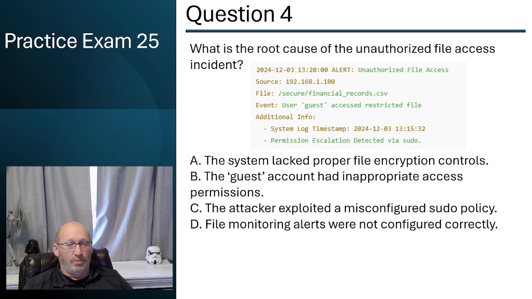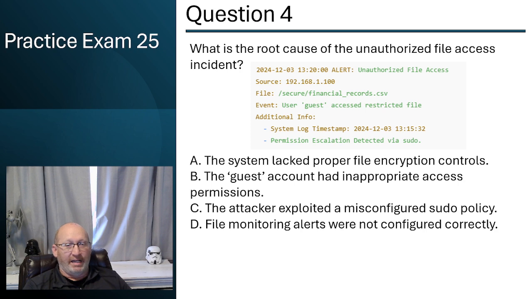B, guest account had inappropriate access permissions, or C, the attacker exploited a misconfigured sudo policy within there. Which one is the better answer? Let's answer this one. If you said C, the attacker exploited a misconfigured sudo policy, you would be correct. 100%, because look at that. It says permission escalated via sudo.